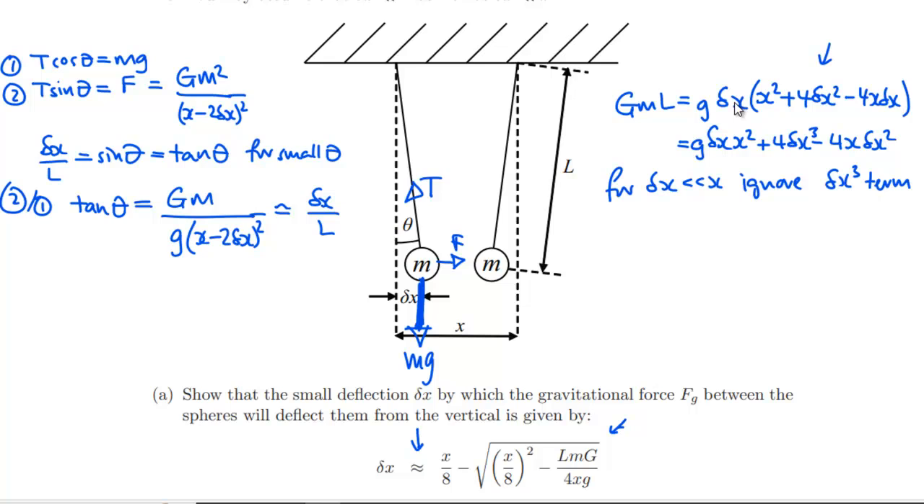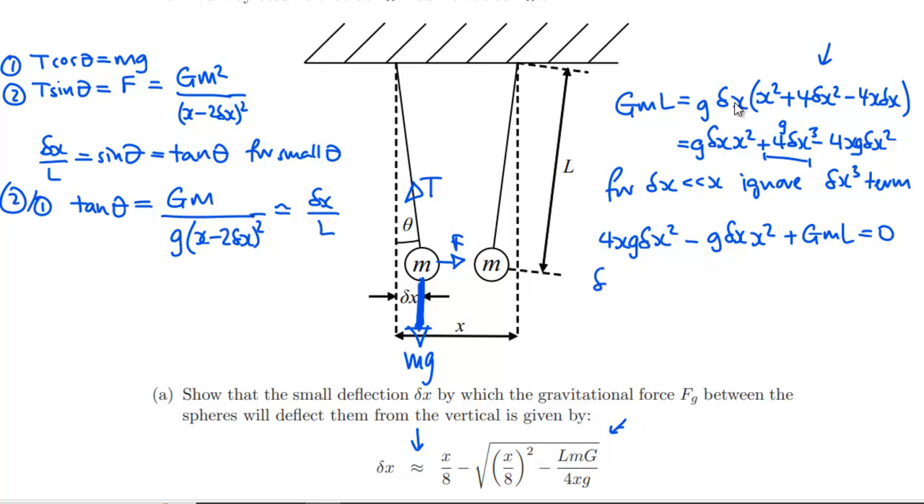So what are we going to have on all of this? We've ignored that, so we're going to have 4x. Oh, I've left out g's in these last two terms, haven't I? G there and a g there. Okay, so we've got 4xg delta x squared minus g delta x squared plus gml equals 0.